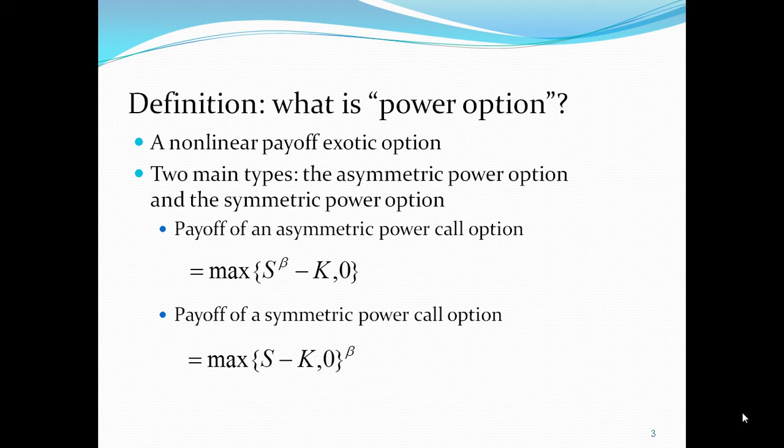We can see the payoff functions on the screen. S is the underlying price at maturity, K is the strike price, and beta is a new parameter. It controls the power in the payoff.